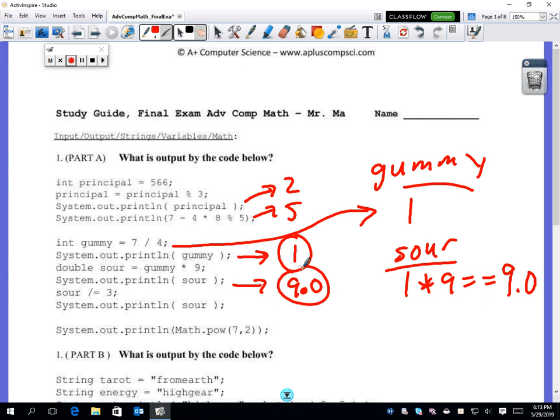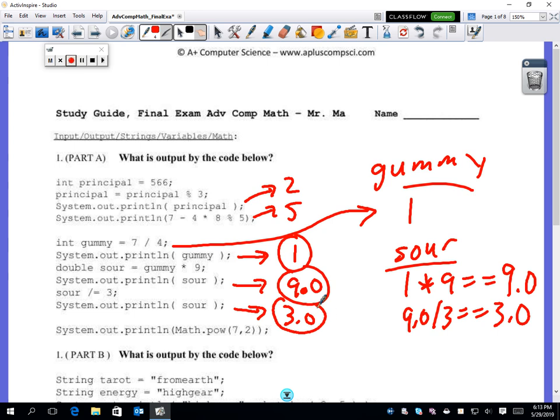Then it says sour divide by equals 3. So basically the value of sour, we take that, divide it by 3, and that's the new value. So we have 9.0 divided by 3, which is 3.0. So the value of sour right now is going to be 3.0.